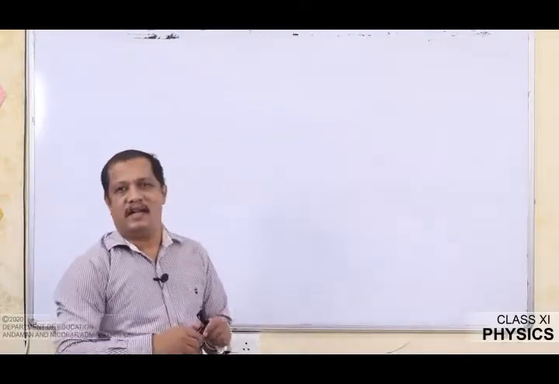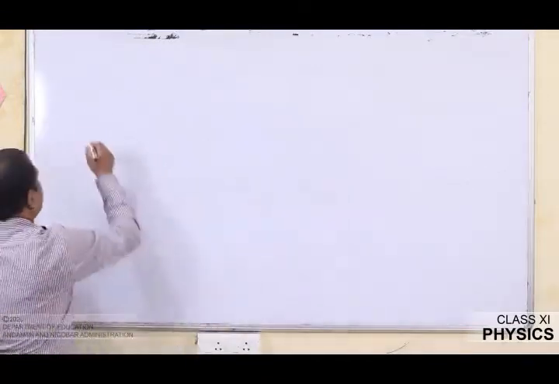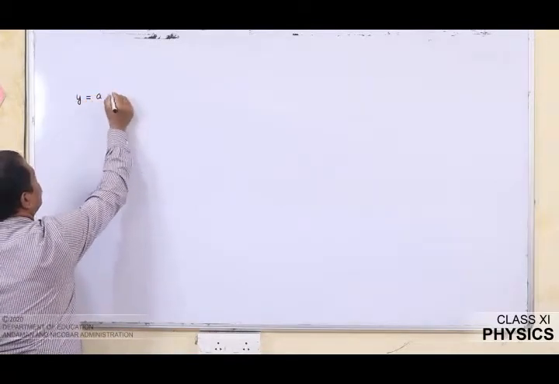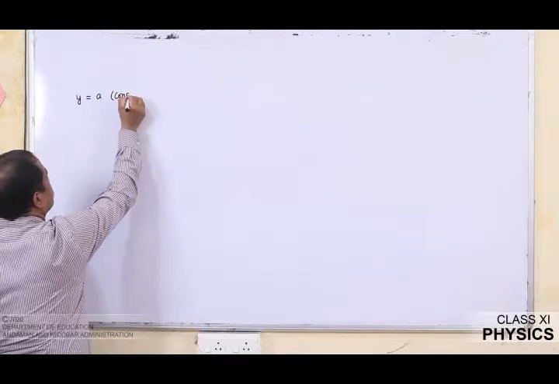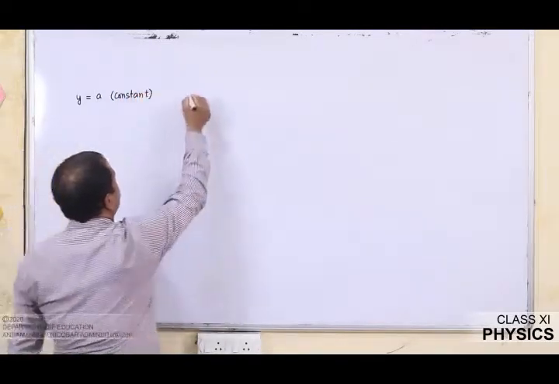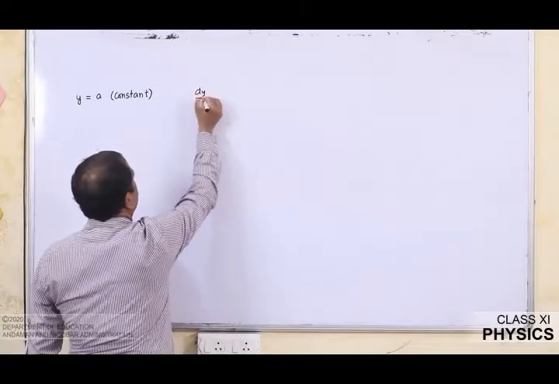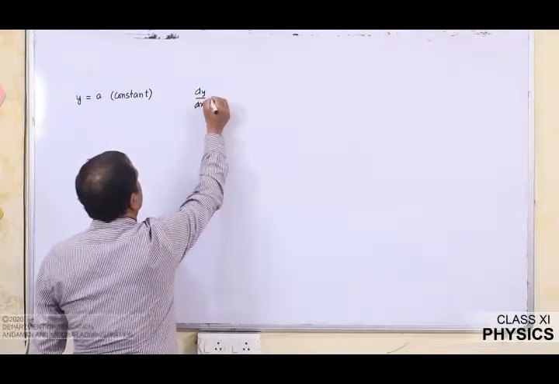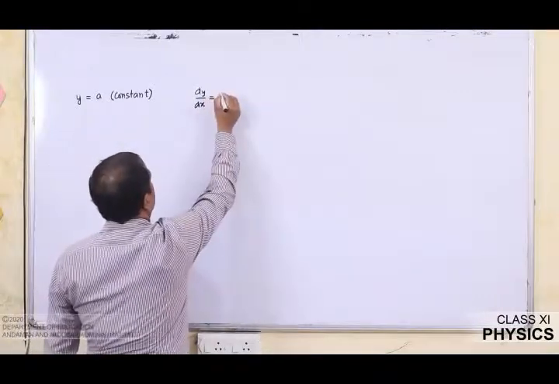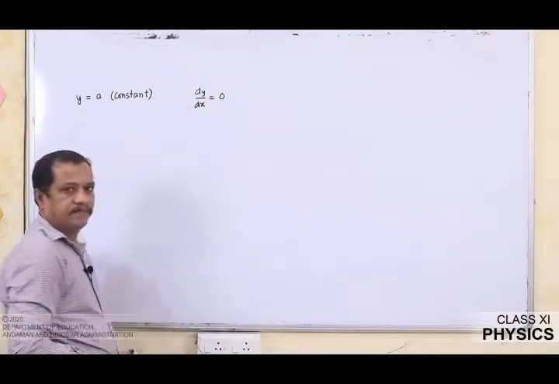So therefore, we can generalize our idea that if I have a function y which is a constant a, and if I try to differentiate this value, I am going to have dy by dx, which is nothing but, since y is a constant, differentiation of a constant is 0 for me.